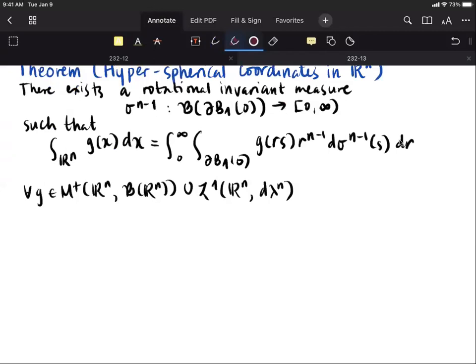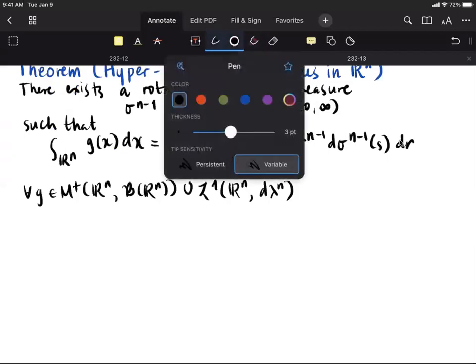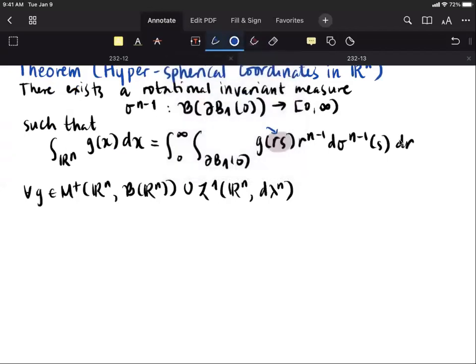Okay, so you can think of r and s as follows. So r could be the length of your vector in R^n, and s would be your direction. So here, our direction is parameterized by a vector on the unit sphere. So it is normalized. So let us look at the proof of this theorem.